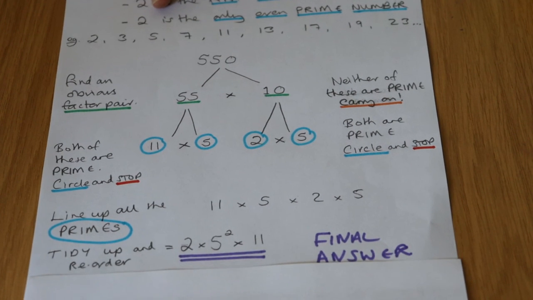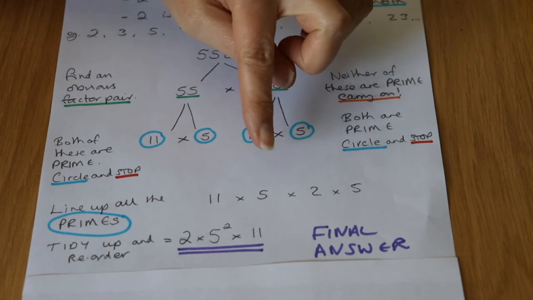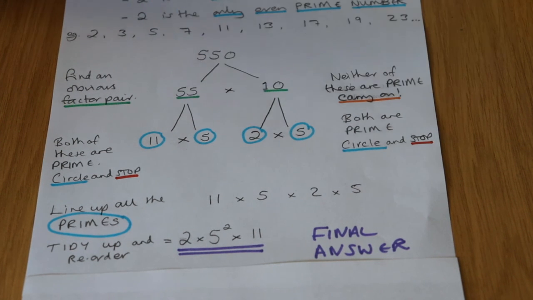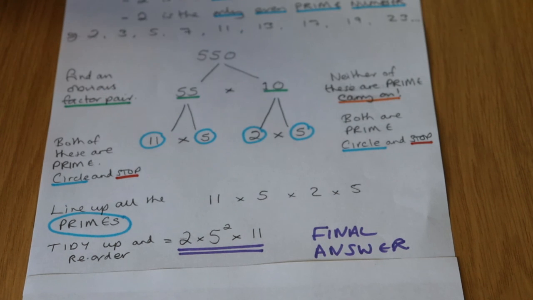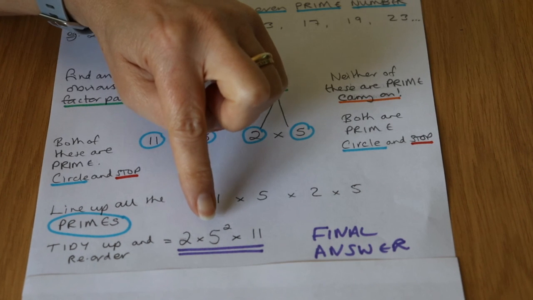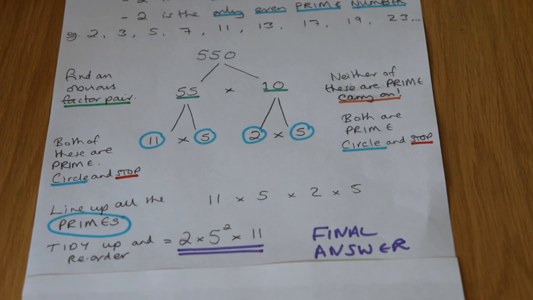So the final answer is going to be 2 times 5 squared, because you've got 5 times 5, times 11. Do not now be tempted to write 5 squared as 25. That wouldn't be prime. 5 is a prime number, and you can have a power of 2 of that prime number, but you can't put 25. So there's your final answer.